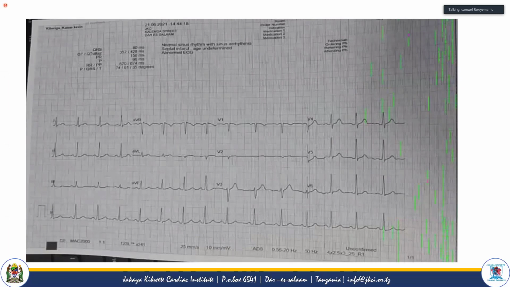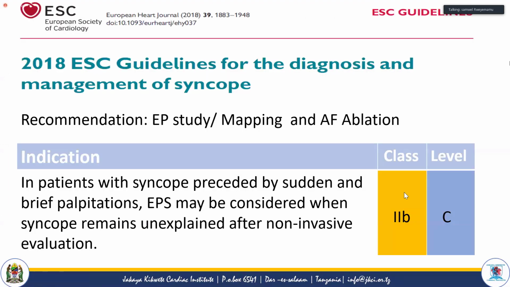So this is the ECG of this patient who is complaining of recurrent palpitation. Basically, what we are seeing here is a sinus rhythm, but if you are careful enough, somewhere you find the R to R interval is not the same. Because the rhythm is sinus, this is sinus arrhythmia. It is a class 2B indication for a patient who is getting unexplained syncope to undergo electrophysiology testing, and where possibly, if you find this arrhythmia induced, to continue with the ablation.